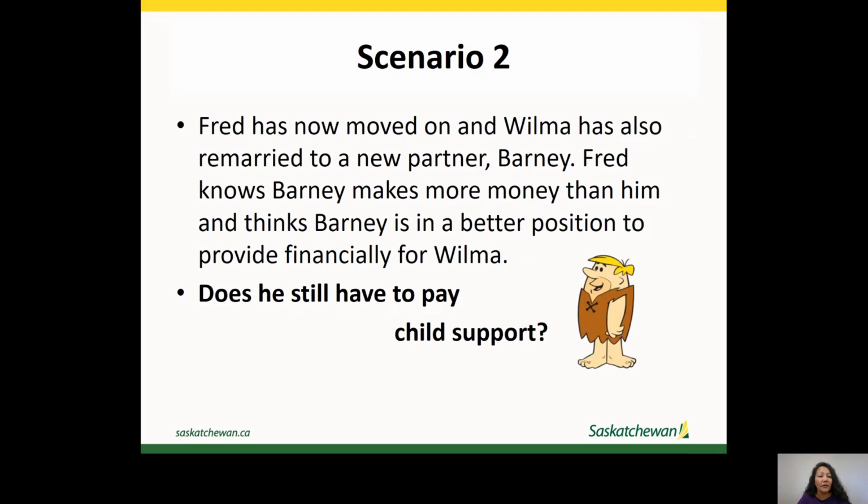Scenario 2. Fred has now moved on and Wilma has also remarried to a new partner, Barney. Fred knows Barney makes more money than him and thinks Barney is in a better position to provide financially for Wilma. Does he still have to pay child support? Your children have a legal right to financial support from both parents, and you both have a legal responsibility to provide the support. Those rights and responsibilities do not end when your former spouse remarries.